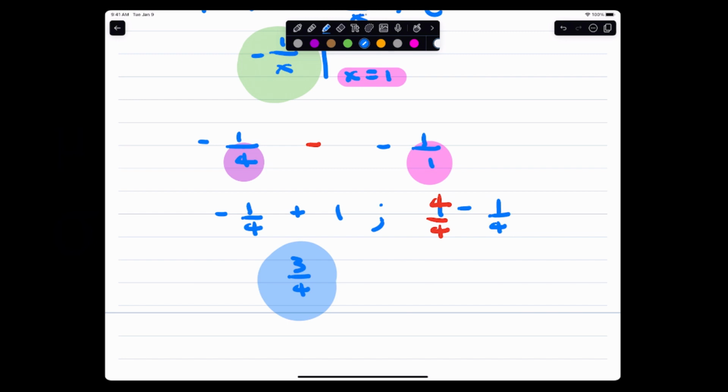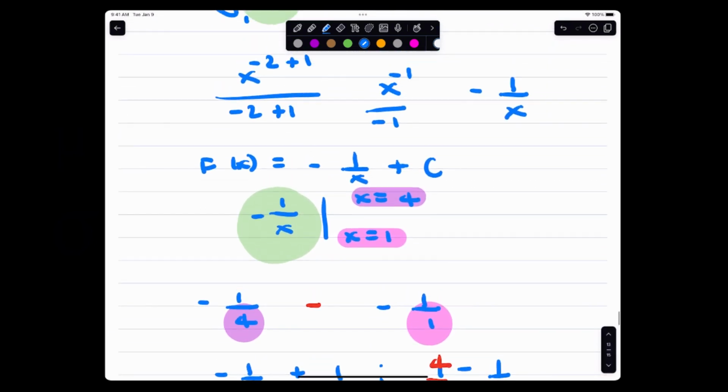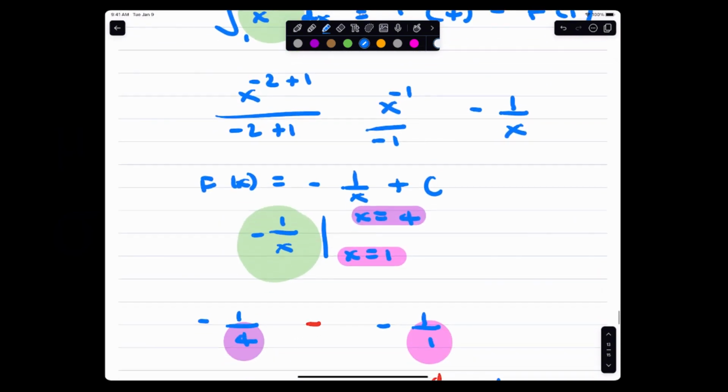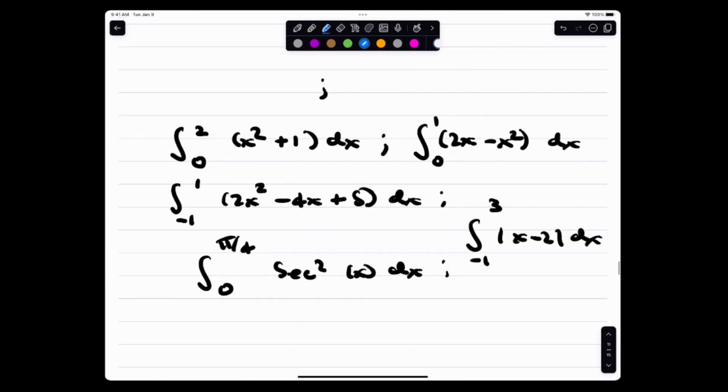There you go. What do you guys think? Easy peasy lemon squeezy? Not too bad. Is that right? Okay. These are some I just kind of wrote down. Let me do this number 3 here.